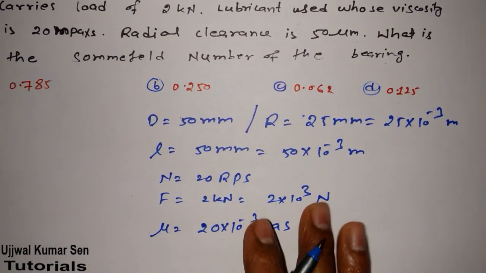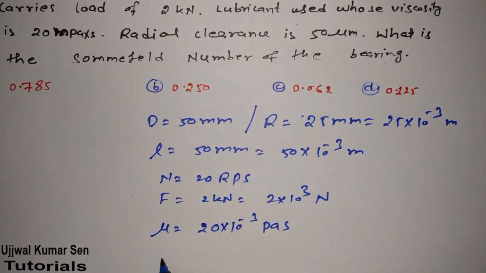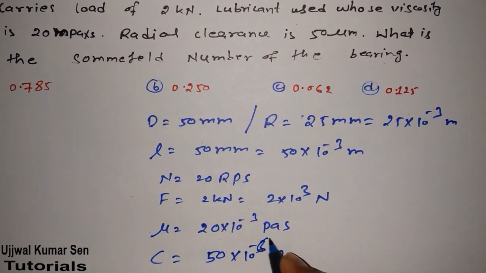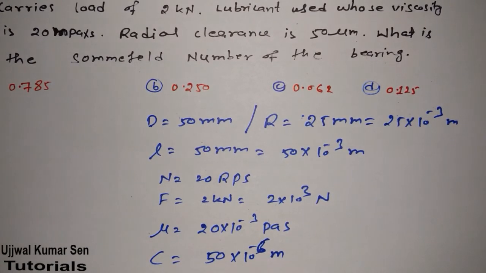Now the radial clearance, that I have already shared with you. What is radial clearance? That is C. C is equal to 50 times 10 to the power minus 3 micro meter. This is a simple question, and if I am not wrong, it was asked in the 2007 GATE previous year question.